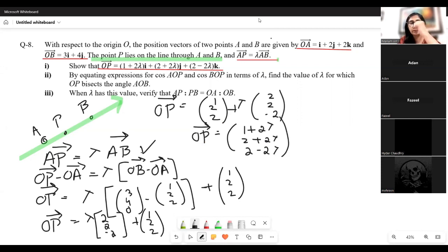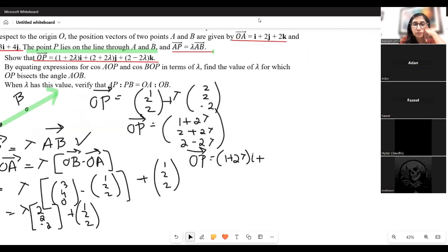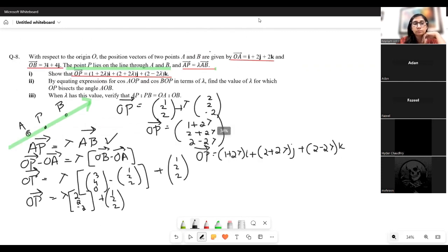And in terms of i, j, k, this is OP equals (1 plus 2 lambda) i plus (2 plus 2 lambda) j plus (2 minus 2 lambda) k. So we've done the first part. If you have any questions regarding this, please ask.